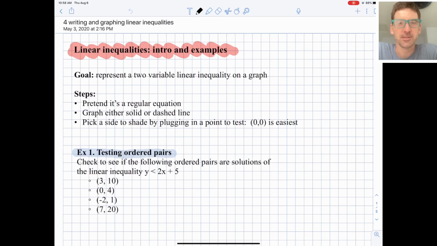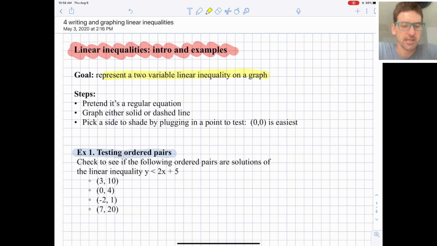All right, next we're going to be looking at linear inequalities and graphing linear inequalities, and we'll start with an introduction and do a couple solved examples. So our goal when we're solving a linear inequality problem, and to be clear, these are linear inequalities in two variables, so with an x and a y, we're trying to represent that two-variable linear inequality on a graph. So often the solution to one of these problems is a graph, not a particular number, but an actual graph.